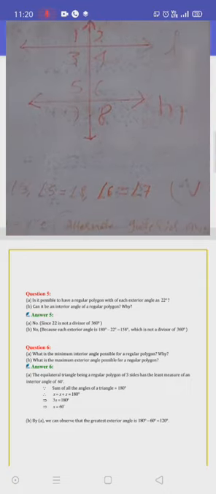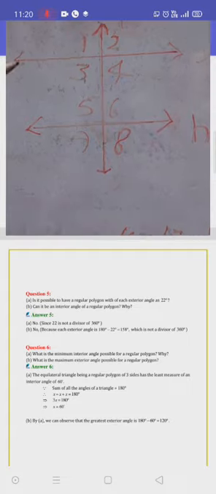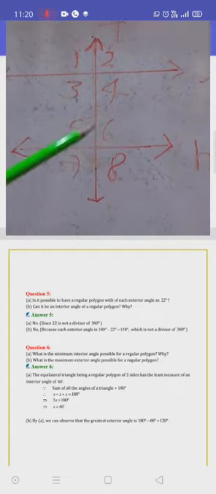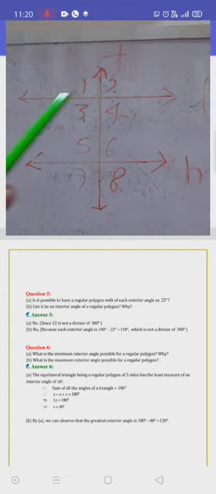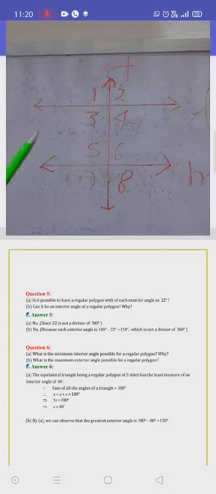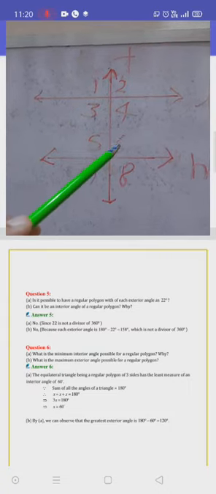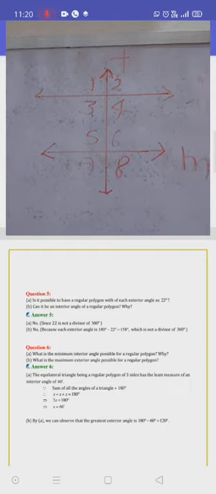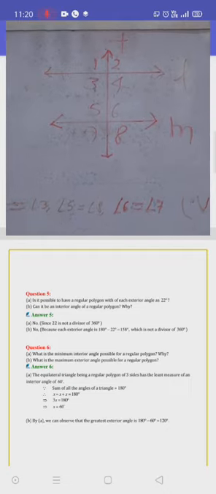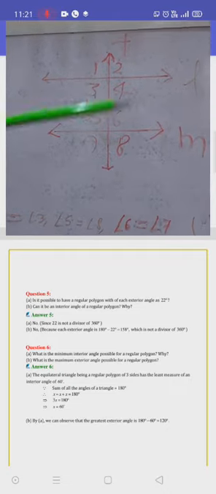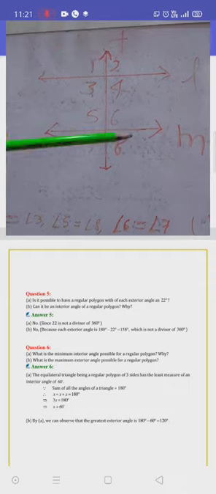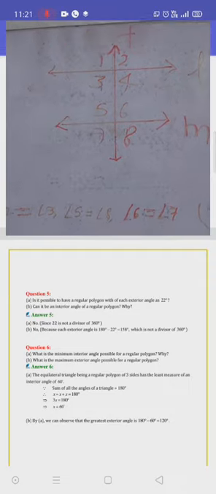Now the next relation is alternate interior angles. My dear students, see angles 3 and 6, 4 and 5. These angles are forming between the parallel lines, in an alternate pattern. So 3 and 6 are equal, 4 and 5 are equal. These are called alternate interior angles because they are forming inside the parallel lines.